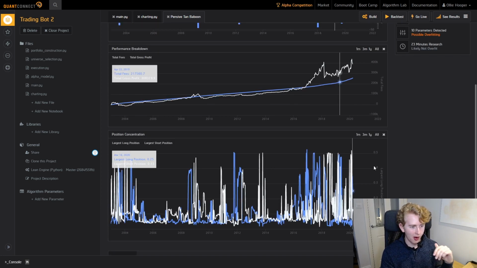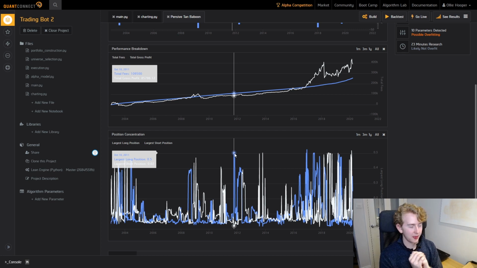And what we can see here, we've got our position concentration. And you see in this period here is more what we want to see. We see neither the long side or the short side for a single security breaches 10% of our total portfolio value. And depending on how many securities you're planning to have in your portfolio, 10% might be way too much. But we can see these massive spikes here where there are times when our long side is just one single security, introducing a massive load of specific risk, which is what we don't want.